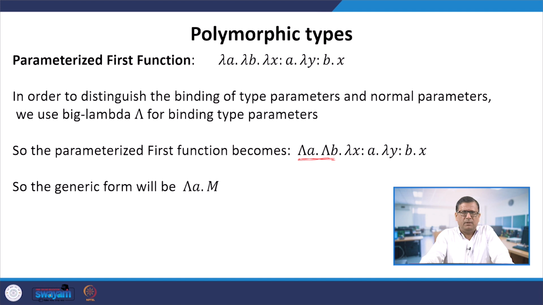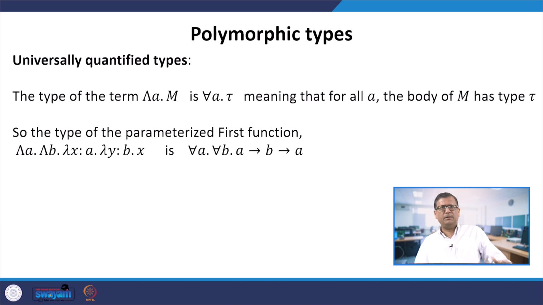Parameterized type function will look like this, and the generic form will be big lambda a dot m. So we will give the language of m, and then we will see how these multiple occurrences are coming. Big lambda a dot m. A is a type variable. So now when we have this sort of a term like big lambda a dot m, the type is for all a dot type, that is a universally quantified type.